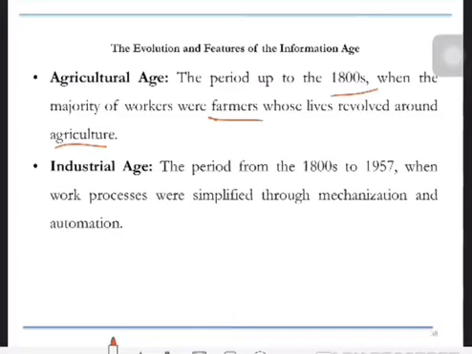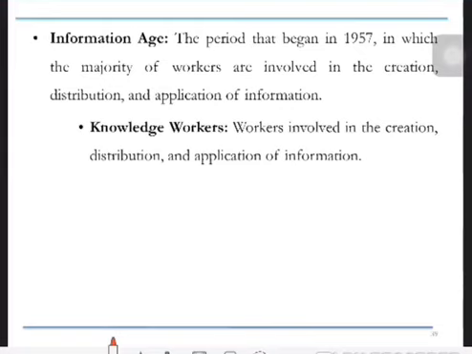The second age is the industrial age. This one is from 1800 up to 1957, when work processes were simplified through mechanization and automation. This age from 1800 to 1957 was when most work was factory work, changed to mechanization and automation. We call it the industrial age. And the third age is the information age, the period that began in 1957 and continues until now, in which the majority of workers are involved in the creation, distribution and application of information. Most people make their living by creating, distributing and applying information. We call it the information age.